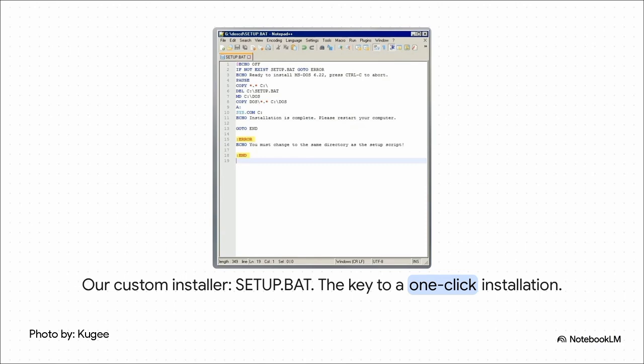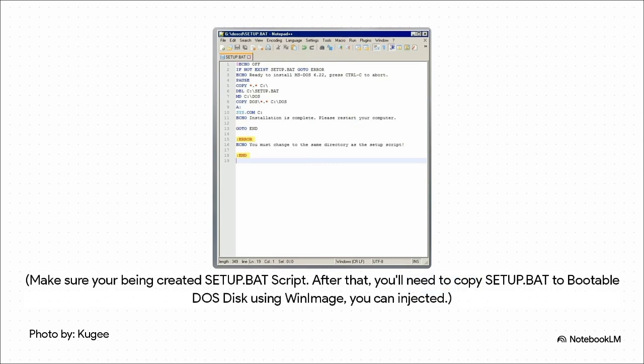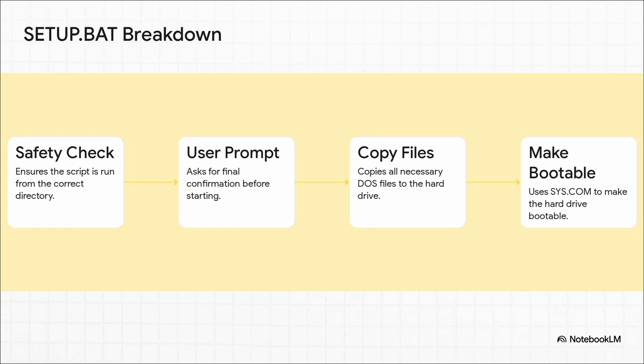Now I know, it might look like code, but don't let it scare you. It's really just a simple to-do list for the computer, with commands that will run one after the other. This one file is the key to copying everything where it needs to go and making the hard drive bootable, all on its own. Let's just quickly break down what it's doing.